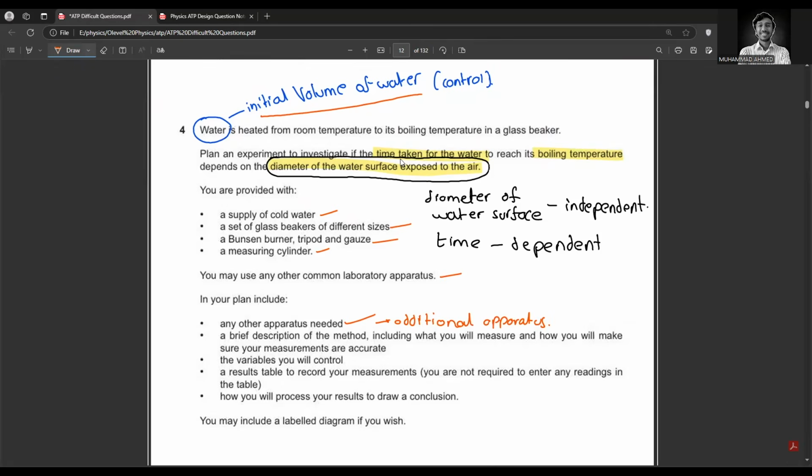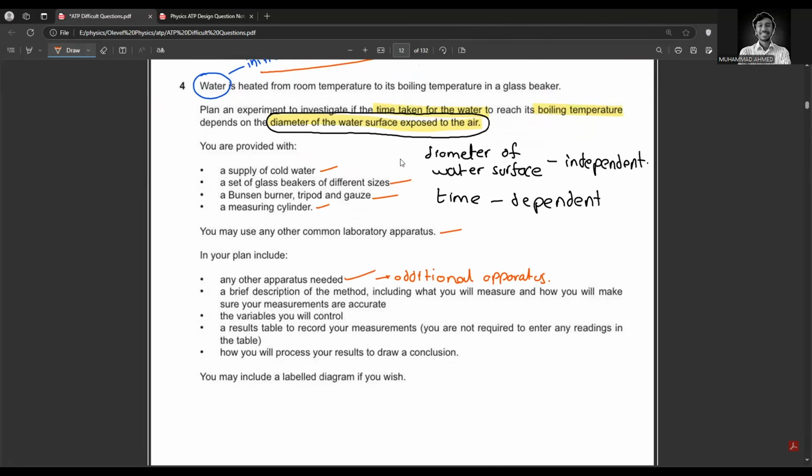And if you notice here, you don't have a stopwatch. Your dependent variable is time, but in the list of apparatus, you don't have a stopwatch. So you will need a stopwatch to measure the time. Perfect.